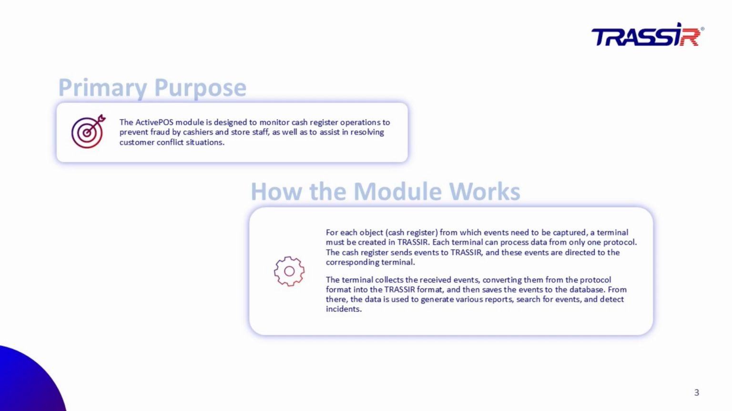The operating principle of the module is as follows. A terminal must be created in TRASSIR for each object, cash terminal, from which events are to be received. Each terminal can process data from only one protocol. The cashier sends events to TRASSIR, and the events are sent to the corresponding terminal. The terminal collects the received events, converting them from the protocol format to the TRASSIR format, and then saves the events to the database. From there, they are used to build various reports, search for events, and detect incidents.